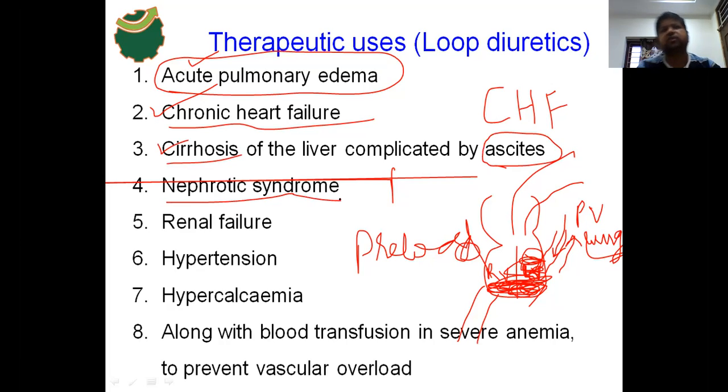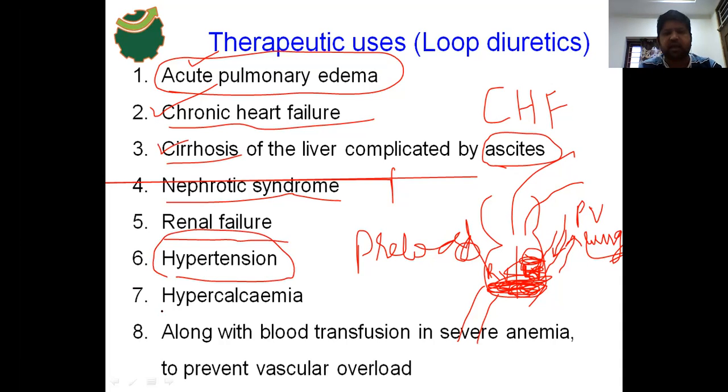And here, nephrotic syndrome. Nephrotic syndrome is a condition in which there is an excess secretion of proteins in the urine. Protein which should not be secreted, especially albumin, appears in excess amounts in your urine, and one of the major symptoms is edema. So you can use it in renal failure associated with edema. You can use it in hypertension where blood volume is very high. You can reduce the blood volume by increasing sodium and water elimination through urine.